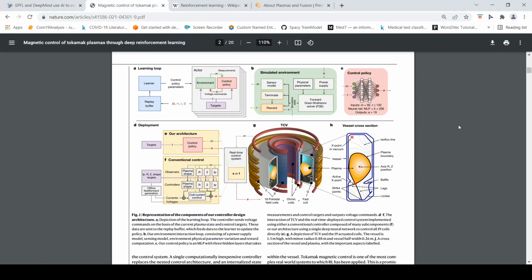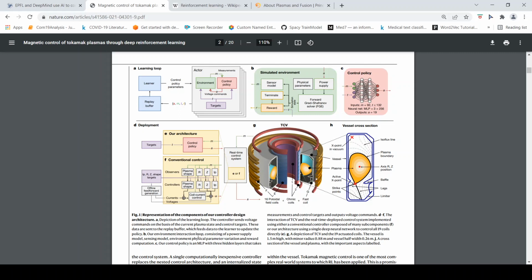This is a Nature article. So when I went to the paper to understand a little bit more, they've explained over here the representation of the components of the controller design architecture. So one is the depiction of the learning loop. The controller sends voltage commands on the basis of the current plasma state and control targets. These data are then sent to the replay buffer, which feeds the data to the learner to update the policy.